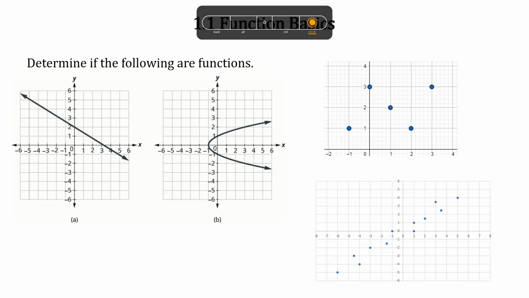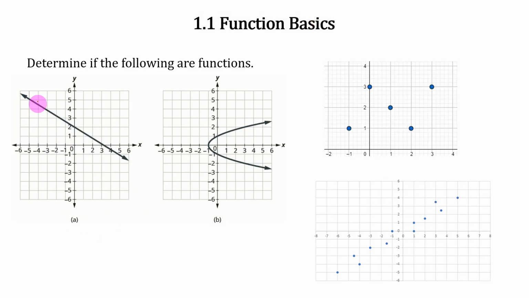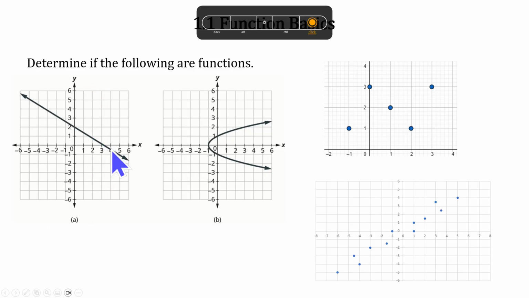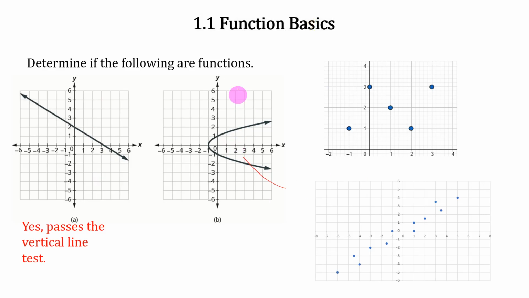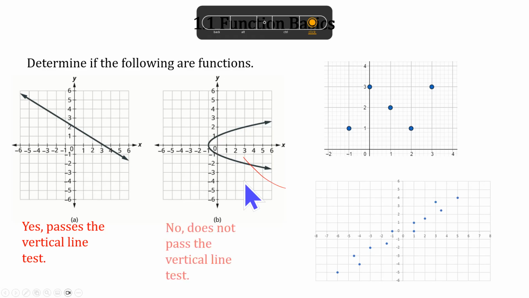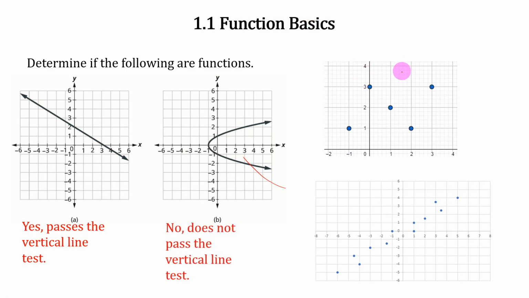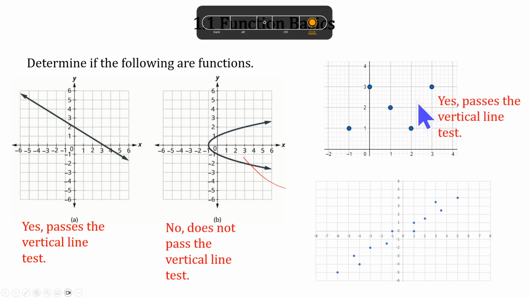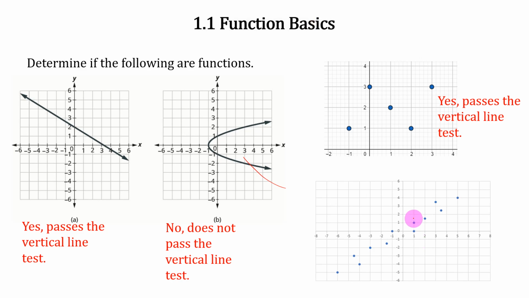Determine if the following are functions. So we can do the vertical line test and see we're never going to cross it twice. So yes, it passes the vertical line test. Here, no, obviously it doesn't pass a vertical line test. Here, at none of the dots do we have other dots above or below them? So that one does pass the vertical line test. Here we can see right here, it would fail a vertical line test.